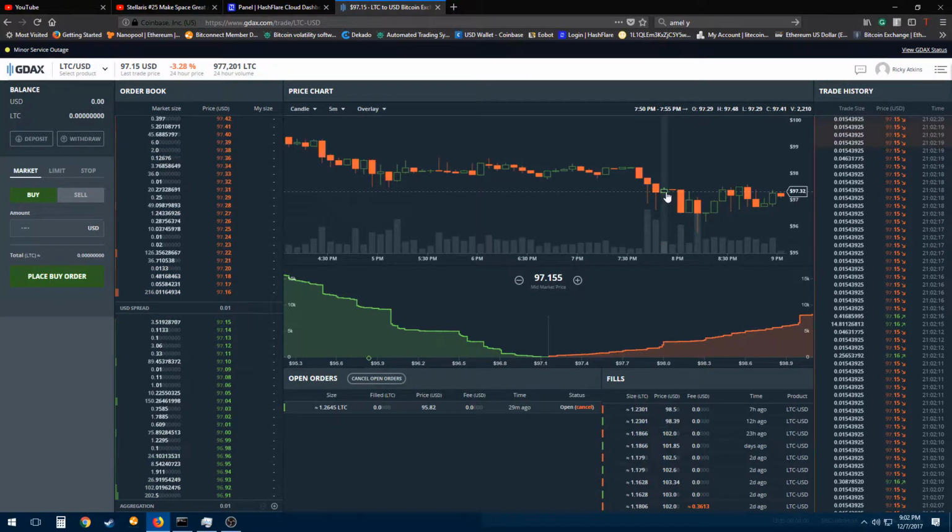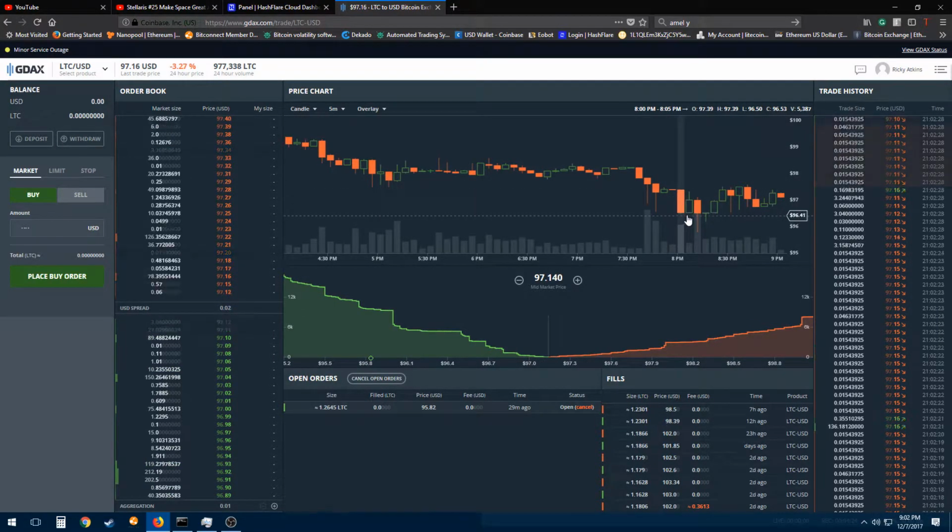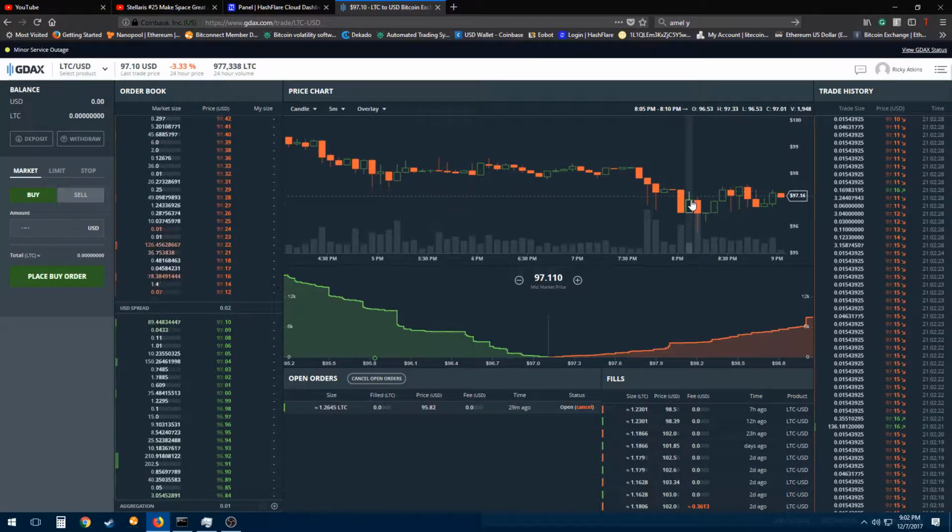And then we kind of consolidated right here because people set their buy orders lower so they could buy in low and sell higher. But we've had more sell orders than we have buy orders, so it just kept dipping and dipping. And then we started having more buy orders than sell orders, so it went up a bit. Now we're on kind of the downtrend.